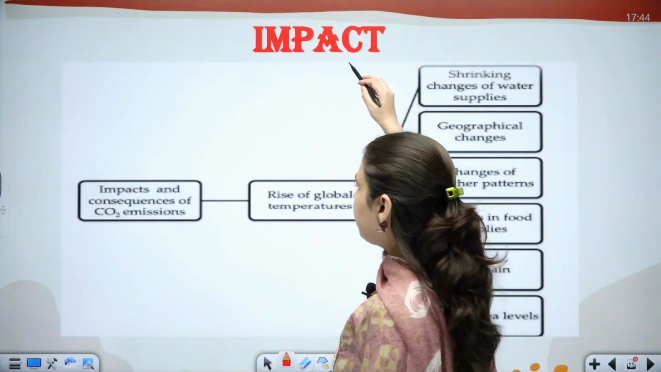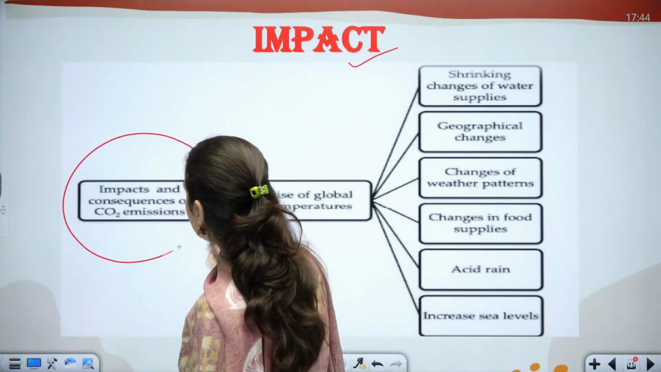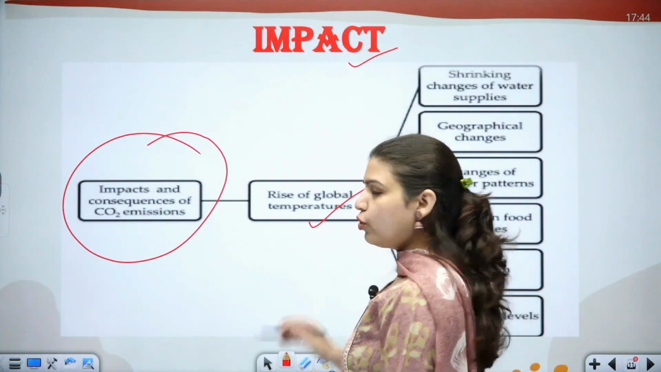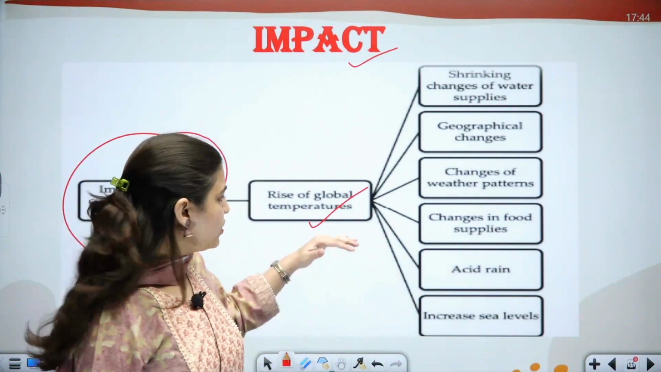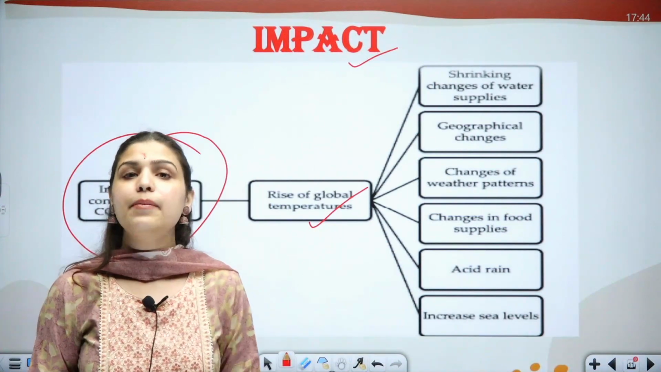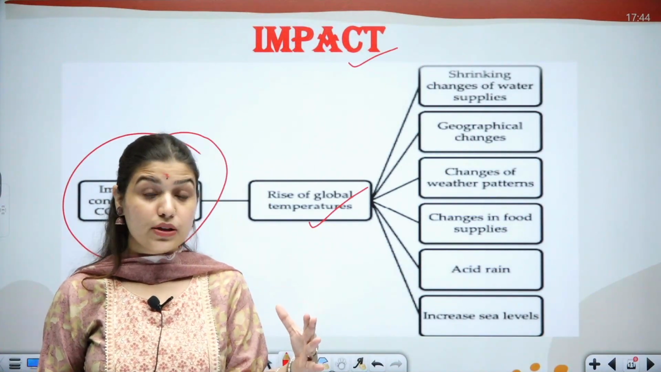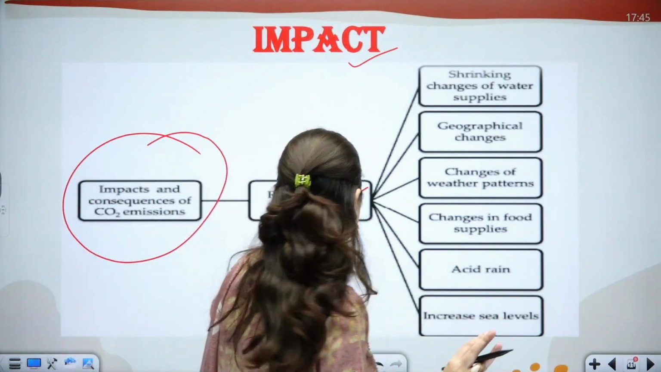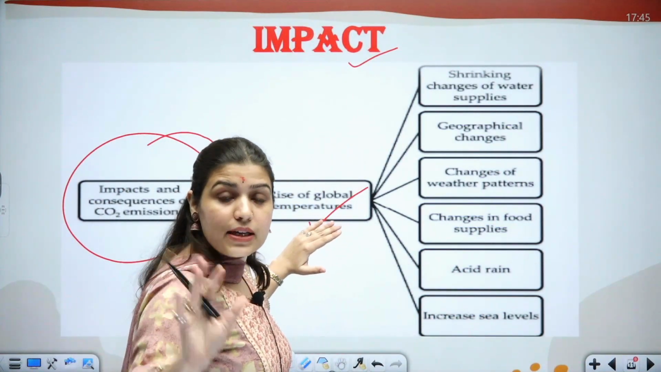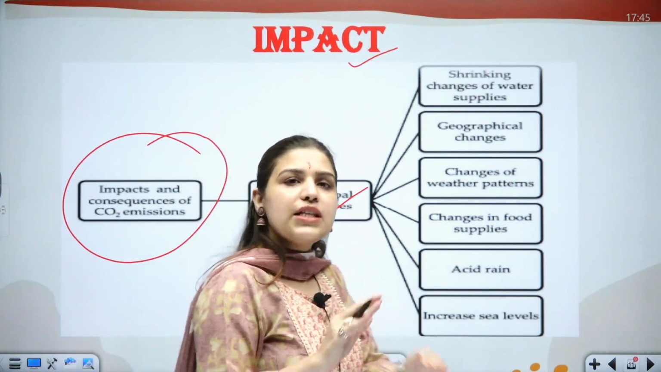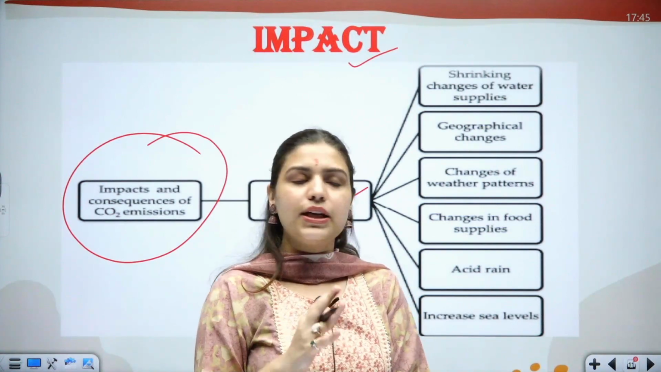Now what can be the impact and consequences of carbon dioxide emission? Rise of global temperature. One of the most important things is that global temperatures are rising. It is considered the primary greenhouse gas, and if we talk about which is the most abundant, the most abundant one is water vapor. So this is the primary greenhouse gas which is causing this rise in global temperature, and because of that rise we are experiencing climate change and different things.